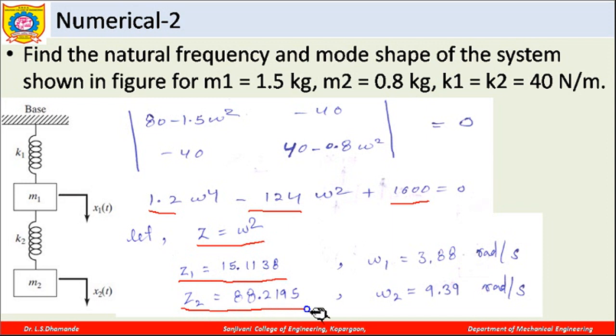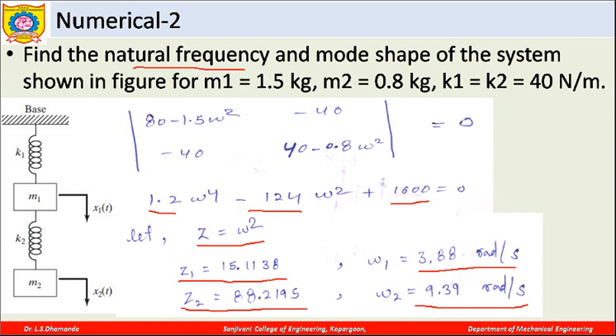and z2 is equal to 88.2195. So from here the root, that is omega 1, will be 3.88 radian per second, and omega 2 will be equal to 9.39 radian per second. These are nothing but the eigenvalues that we got, that is, the natural frequencies of the system. So this first part is over, that is, the natural frequencies are found.